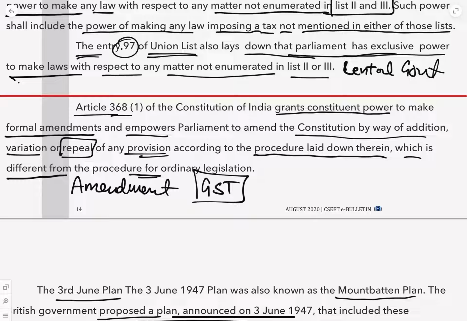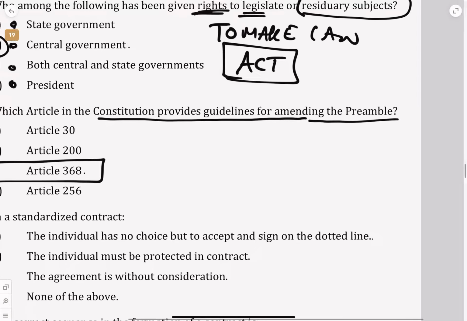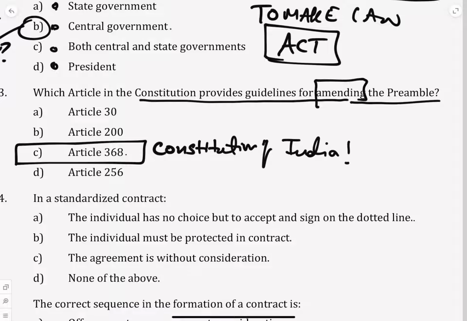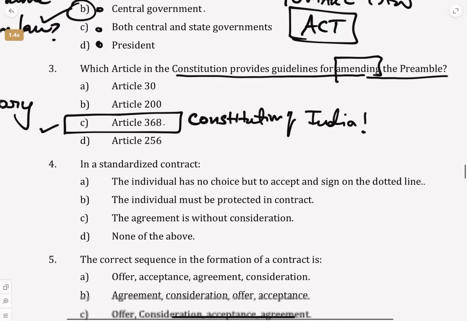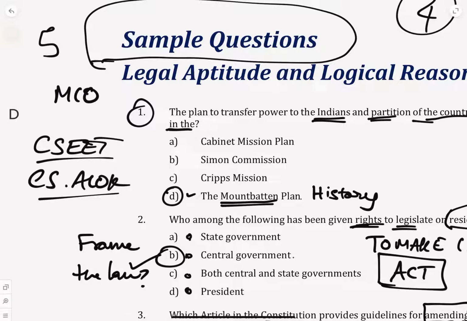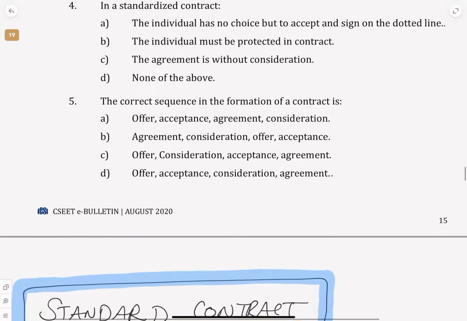So ordinary legislation is different, but if you want to amend the Constitution, you need to look at Article 368. So what is the question? Which article provides guidelines for amending the preamble? The preamble is part of the Constitution of India, correct? So if you want to amend the preamble, then you have to look at Article 368. This is how you should analyze the questions, and then you'll know how to tackle MCQs. When you analyze like this during studies, your exam will become easy.